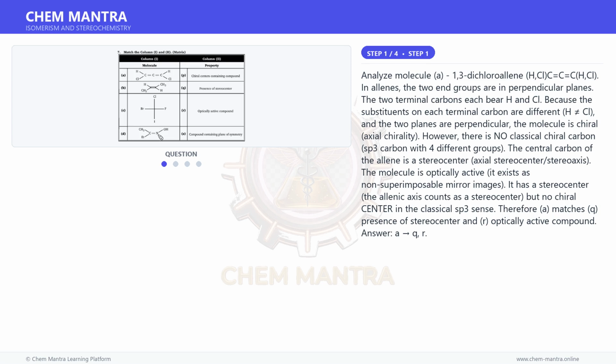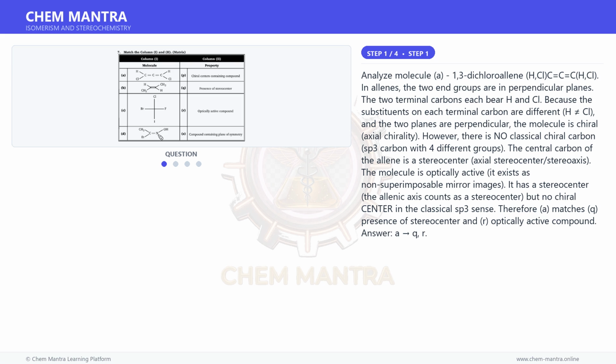1,3-dichloroallene: ClHC=C=CHCl. In allenes, the two end groups are in perpendicular planes. The two terminal carbons each bear H and Cl. Because the substituents on each terminal carbon are different, H is not equal to Cl, and the two planes are perpendicular, the molecule is chiral, axial chirality.